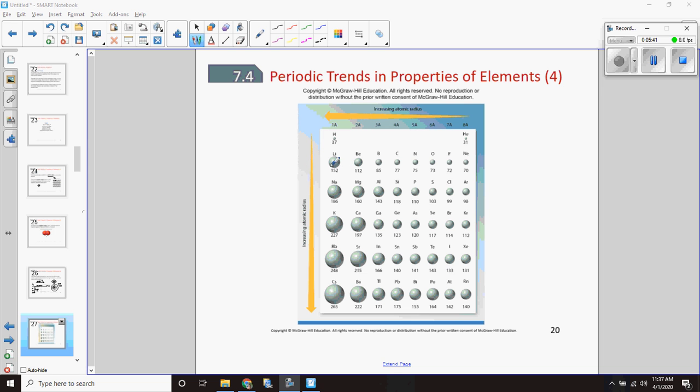So as we go across, remember this entire period has 2 core electrons. So the effective nuclear charge increases from +1 all the way over here to +8, and as a result, these atoms actually get smaller. Go down a group, you gain a shell, exactly the same phenomenon happens over and over and over. Eventually, you end up with gigantic atoms.